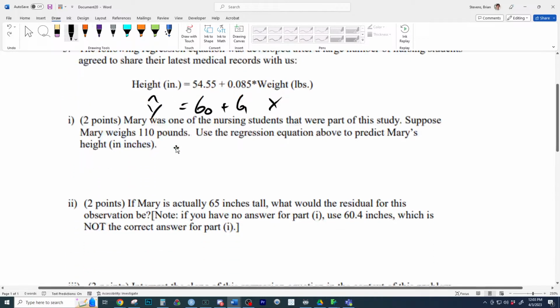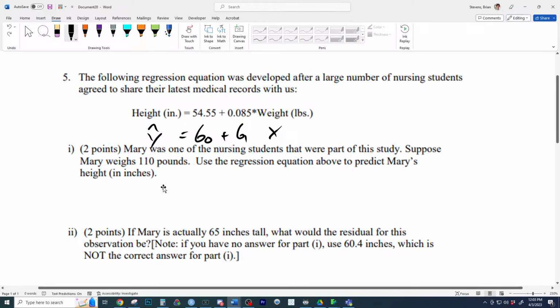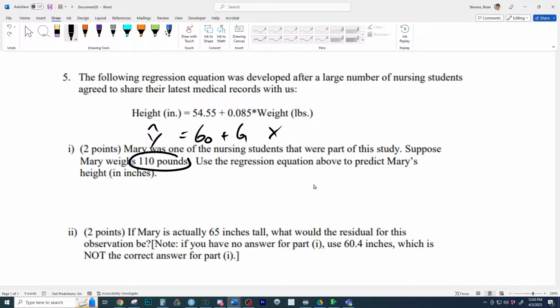So know that. Mary was one of the nursing students that was part of the study. Suppose Mary weighs 100 pounds. So Mary's weight is a what for this? These are the easier ones usually people get. Just in notation, if I say a person weighs this, that is a person's what right there? Exactly. Weight is X. Just plug into the equation.